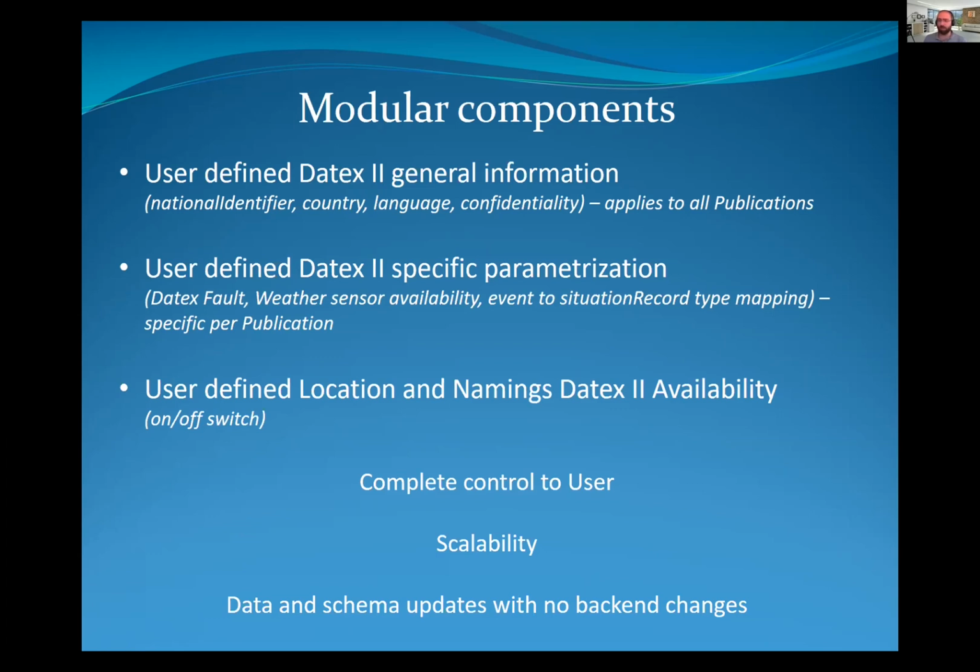This ends up in complete control for the user and maximum scalability. The user can decide how many sensors of the weather stations will end up in DATEX II information to the NAP. The user can decide what data and schema updates will take place without us having to interfere in the backend. The user has complete control, and the system is dynamic, allowing the user to scale from one loop information to 100 loop information on a single publication.